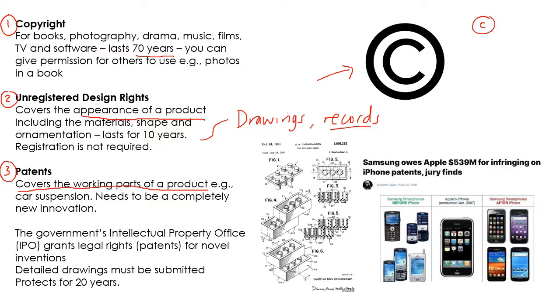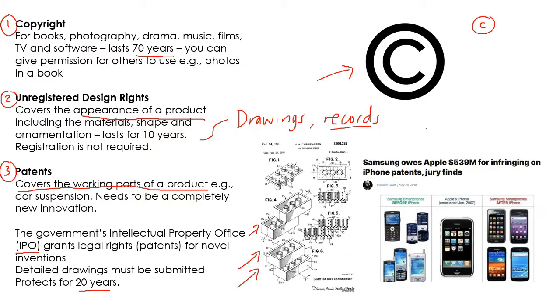You could patent that. So if you think you've got something new and you want to patent it, you would contact the Intellectual Property Office, sometimes called the IPO, and that would grant you legal rights, or a patent, for your invention. You would need to give really detailed drawings like this, and this is actually the patent for Lego. I've actually got this printed on my wall in my living room because I love it so much. Yes, I'm that cool. It gives you protection for 20 years for the patent of the technology or the unique mechanisms. So that's what a patent is. It protects the working parts of a product.